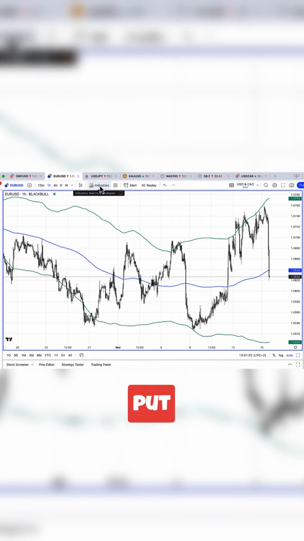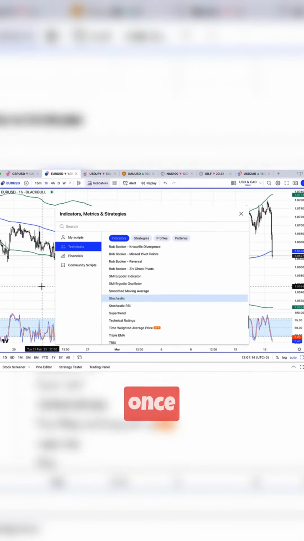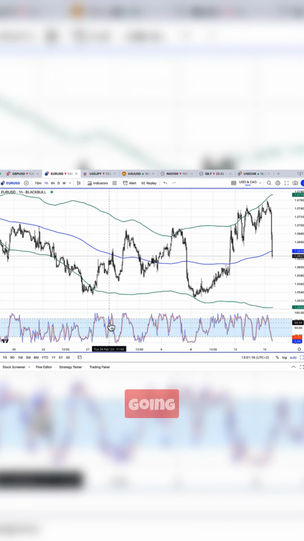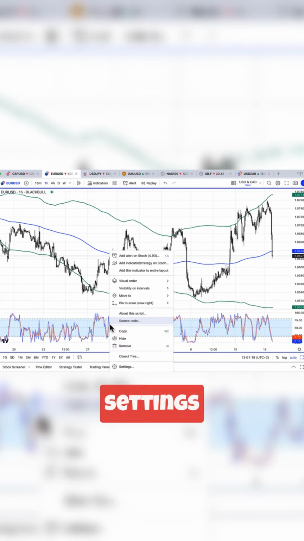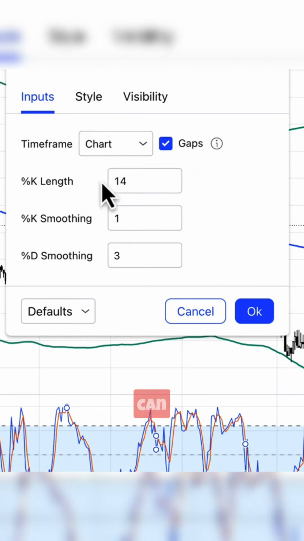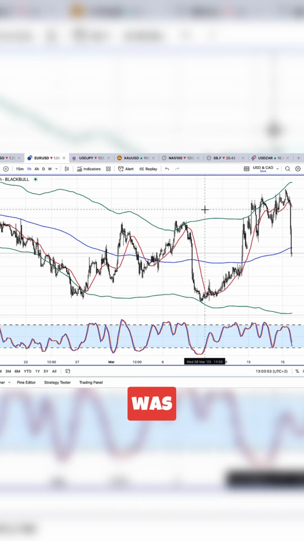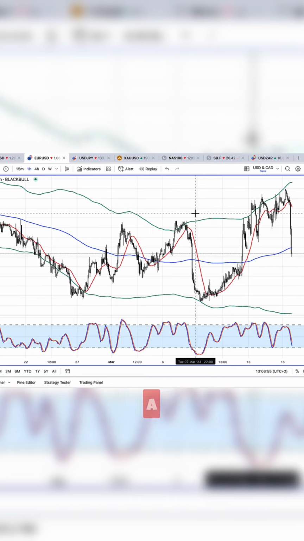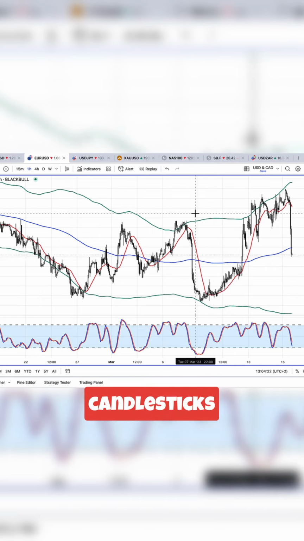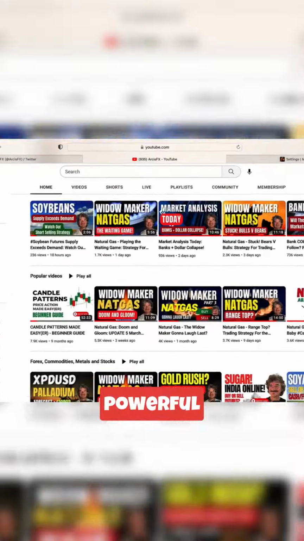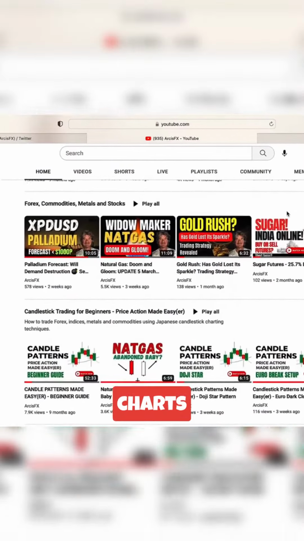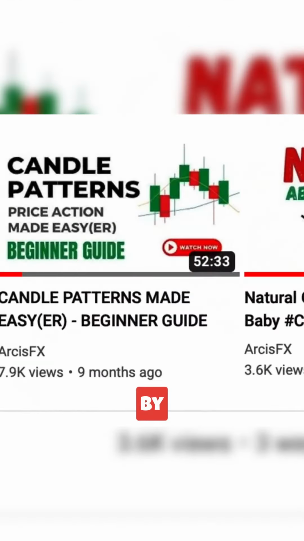The next thing I'm going to put in is a stochastic. And once again, it puts the default stochastic in. I'm going to change these to my own particular settings and inputs. And you can see the standard default settings are 14, 1, and 3. I'm going to change that to 14, 7, 3. The start of this was that I use candlestick charts. There's a very important reason for using candlesticks. Candlesticks are an incredibly powerful way to represent price on your charts and the price action shown by the candlesticks.